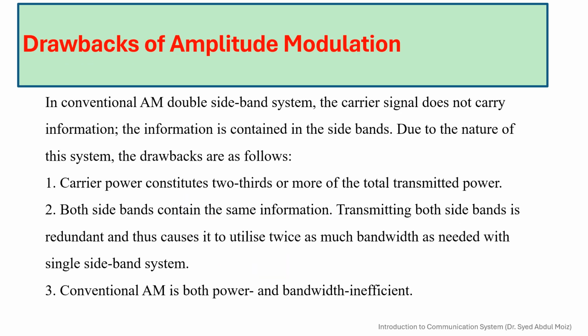In a traditional amplitude modulation double sideband system, the carrier signal itself does not convey any information. Instead, the information is carried within the sidebands. This system has the following disadvantages. The carrier signal accounts for two-thirds or more of the total transmitted power. Both sidebands carry identical information, making it redundant to transmit both, with double the bandwidth usage compared to a single sideband system. Conventional amplitude modulation is highly inefficient in terms of both power and bandwidth utilization.